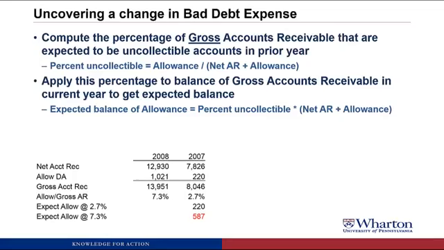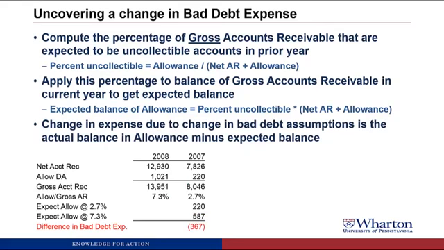So to calculate what the bad debt expense would have been under the 2008 rate of 7.3%, we just take the balance in gross accounts receivable in 2007, 8,046, times the 2008 rate of 7.3%, and come up with an expected allowance of 587. Then we compare that to their actual allowance of 220 and see that TK avoided $367,000 of bad debt expense by keeping its estimated percent of uncollectibles very low.